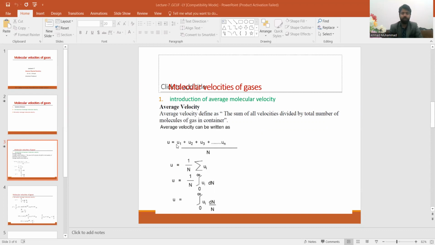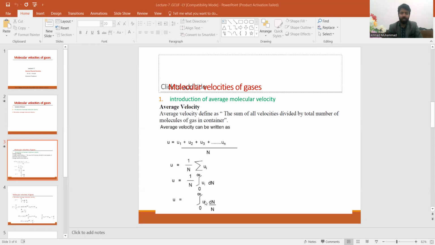Or you can say that the sum of all velocities, for example velocity u1 plus u2 plus u3 up to un, divided by n, the total number of gas molecules. This equation can be written in sigma form: u average is equal to 1 over n sigma ui, or it can have another form, 1 over n integration 0 to infinity ui dn.